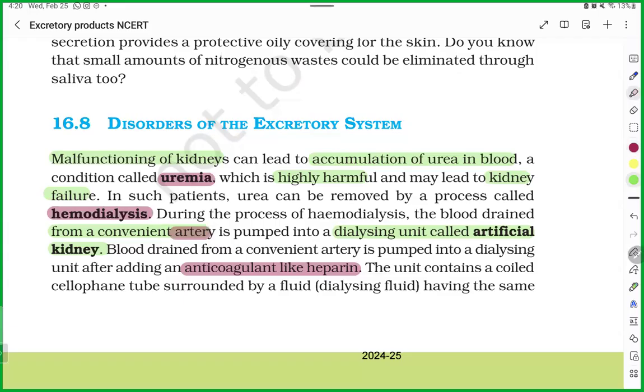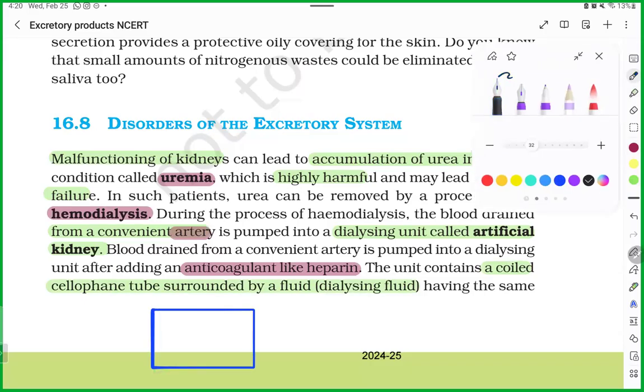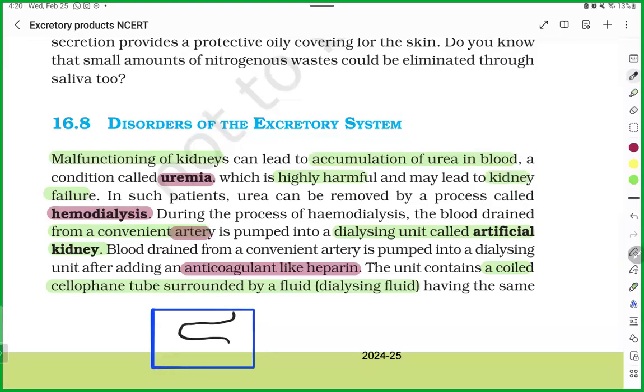Then the unit contains a coiled cellophane tube surrounded by the dialysis fluid. So it's like you have a container, and in this container you have a coiled dialysis tube like this.